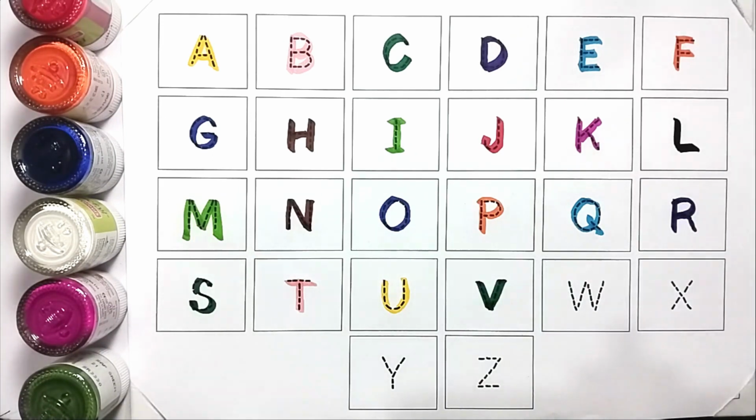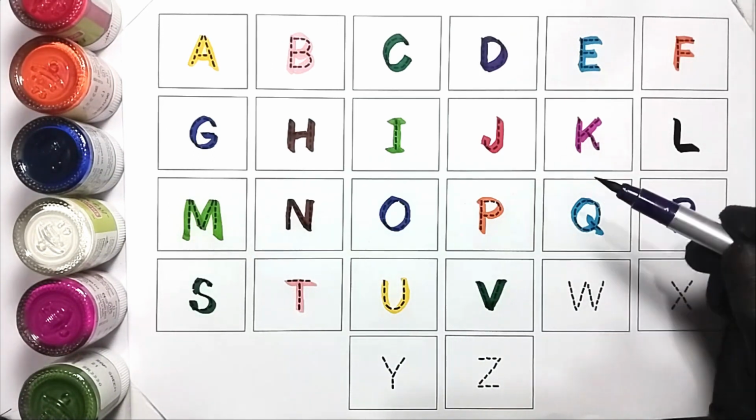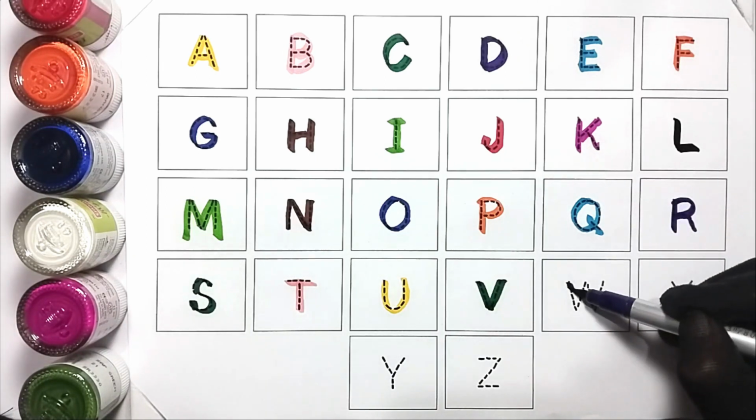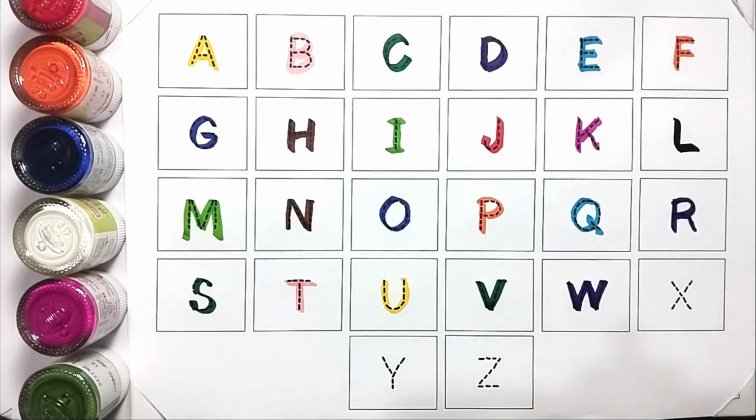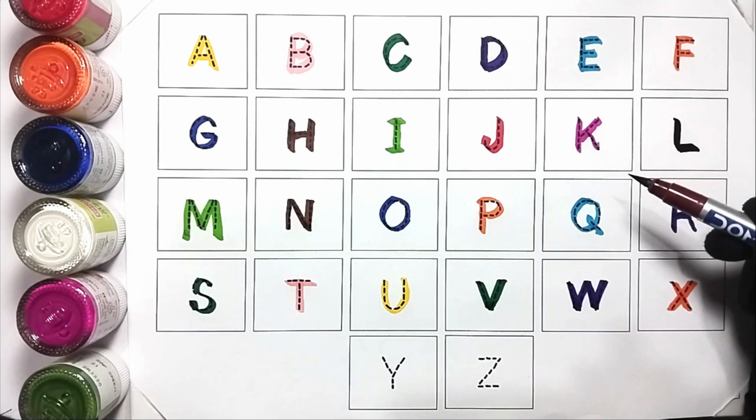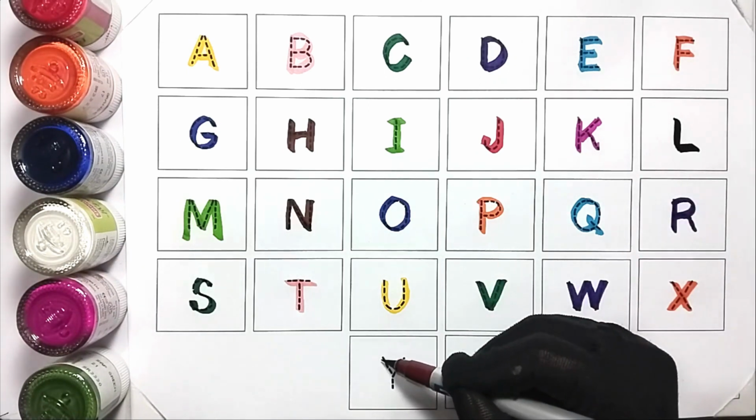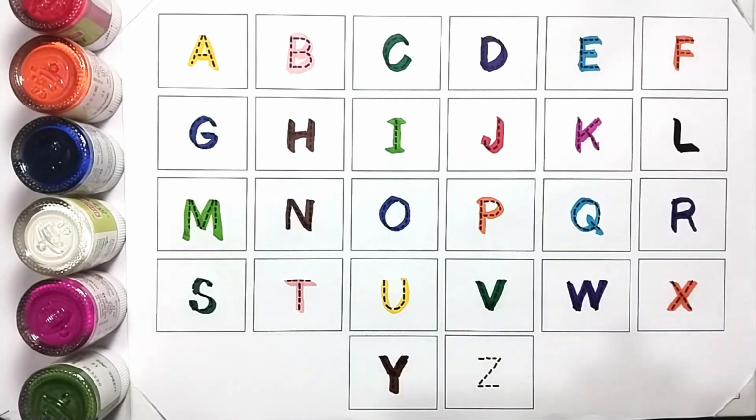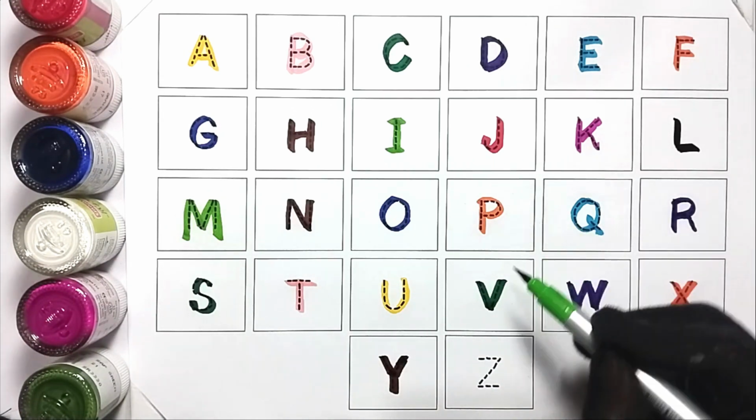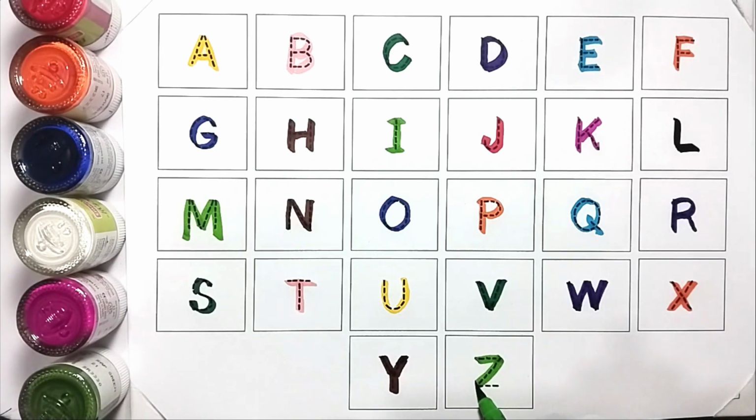V for van, purple color. W for watermelon, orange color. X for X-ray, brown color. Y for yolk, light green color. Z for zebra.